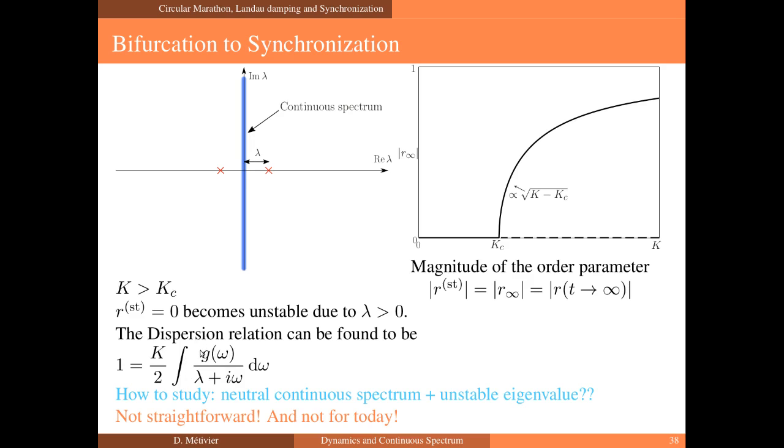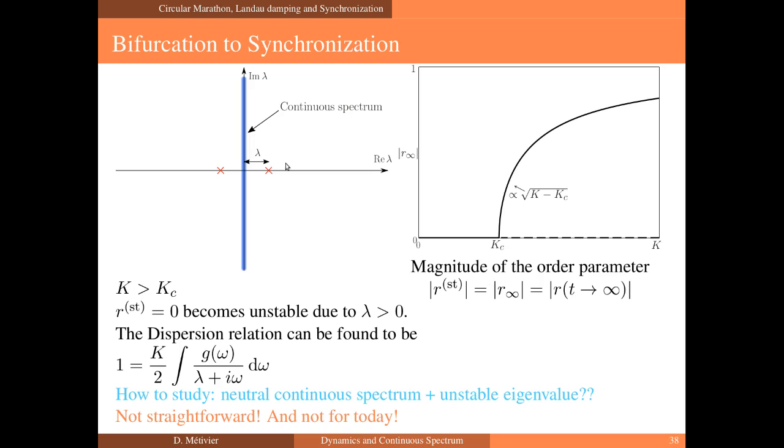We can derive one for the Kuramoto case, and basically for K large enough, you can find that there is some eigenvalue. And in this case, it means that my zero state here becomes unstable, and then it goes away from this state, and then it finds a new steady state that is here.